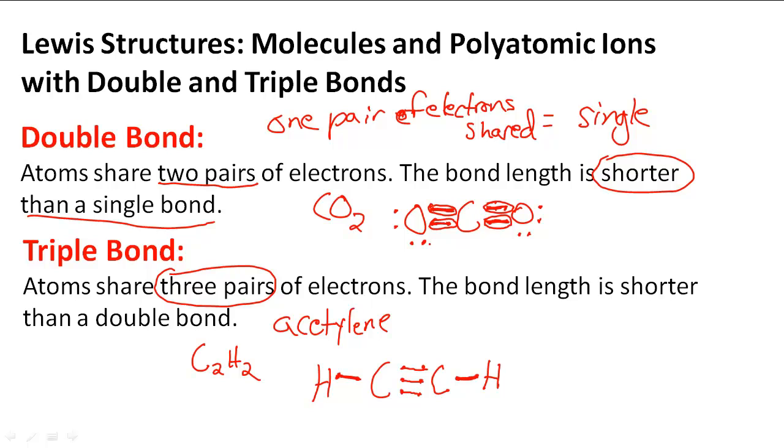So remember that double bonds are a sharing of 2 pairs of electrons. Triple bonds are sharing of 3 pairs of electrons, and you get shorter bonds the more bonds you have, the more shared electrons you have.